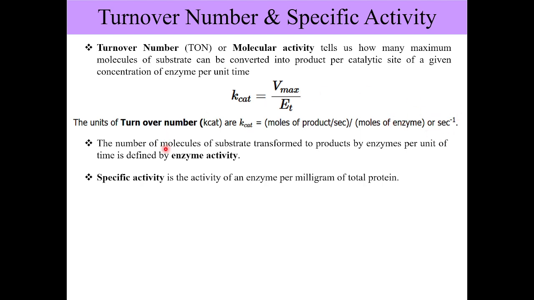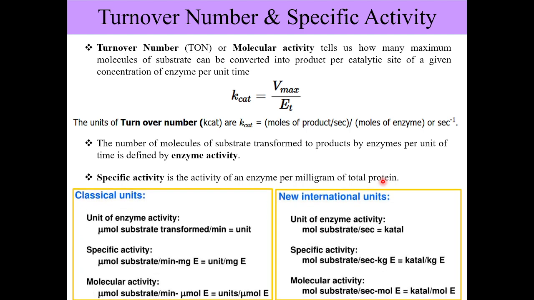The number of molecules of the substrate transformed to products by enzymes per unit of time is defined by enzyme activity. This is another term. Then comes specific activity. This takes into consideration the amount of the total enzyme present, so it tells you the activity of an enzyme per milligram of the total protein.